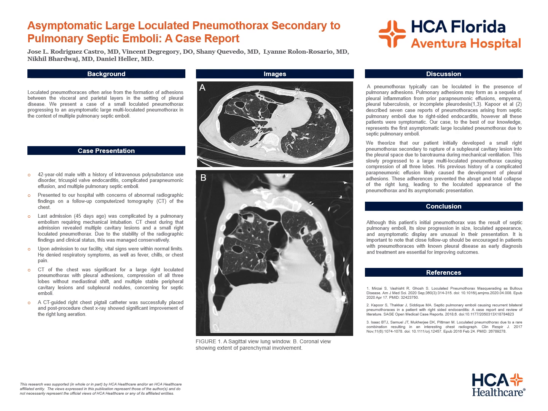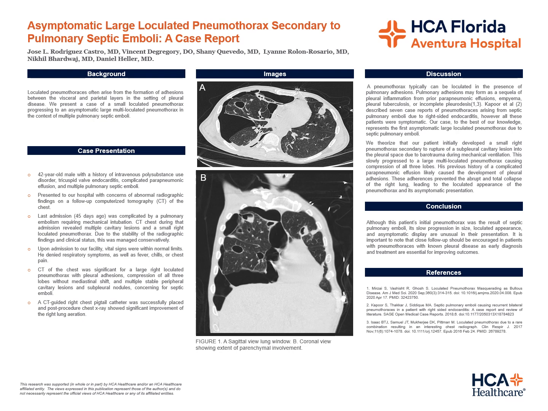Our patient is a 42-year-old male with a history of IV polysubstance use disorder, tricuspid valve endocarditis, complicated pneumonic effusion, and multiple pulmonary septic emboli, who presented to our hospital with concerns of abnormal radiographic findings on a follow-up CT of the chest. The patient had been recently hospitalized at another institution for diabetic ketoacidosis and MRSA osteomyelitis.